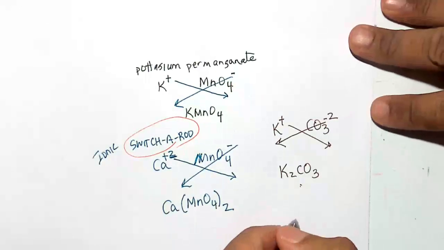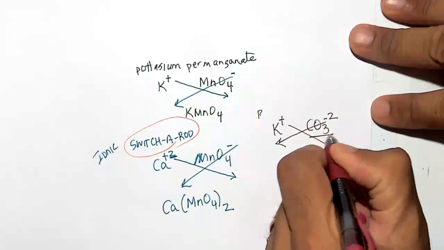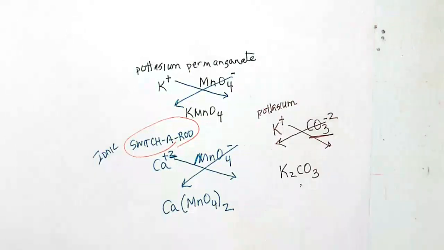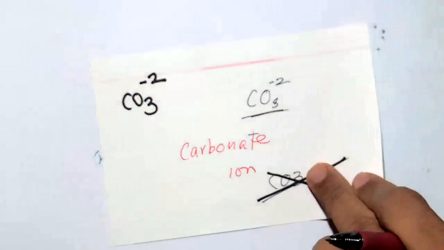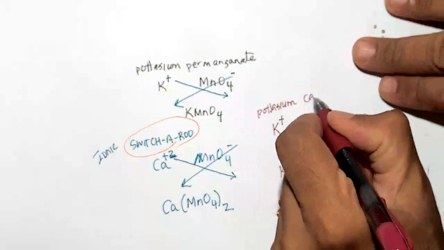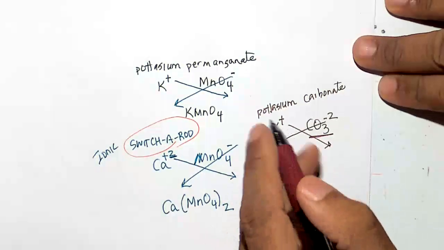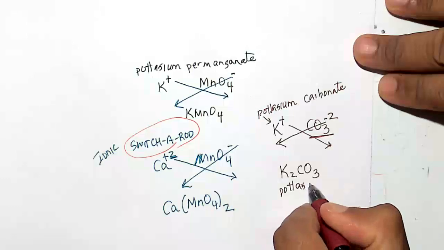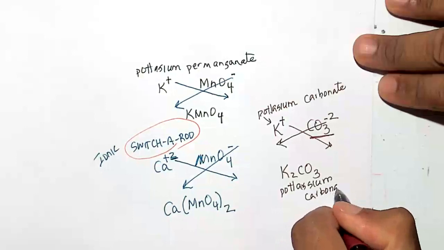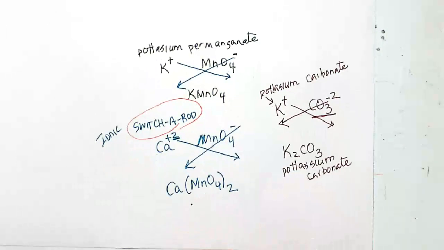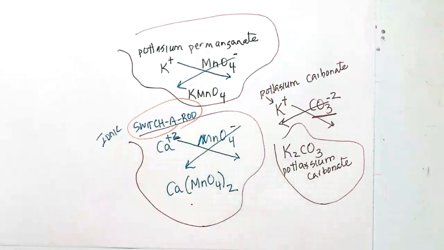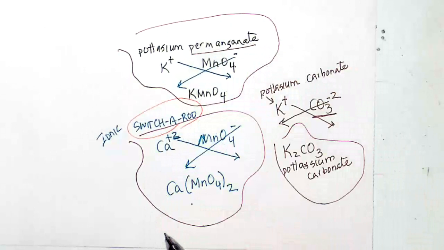What is the name of this? Not bicarbonate. What was this called? This was called carbonate. So what is this called? Potassium carbonate. This is the potassium ion. This is the carbonate ion. This is potassium carbonate. Okay, what would this be called? If this is potassium permanganate, this is potassium carbonate, what would this be called? Calcium permanganate. Calcium permanganate.